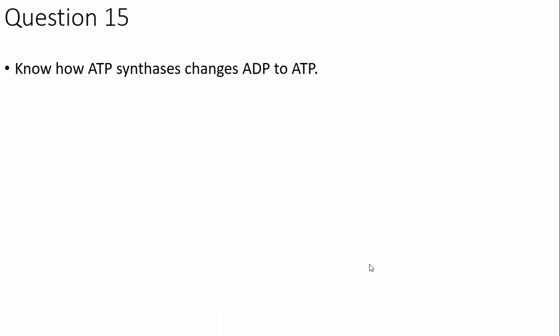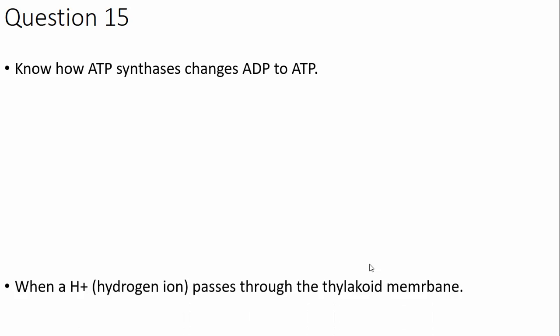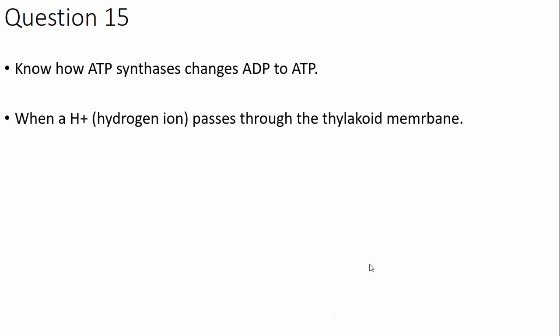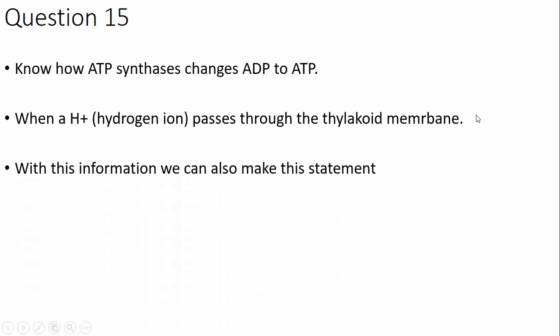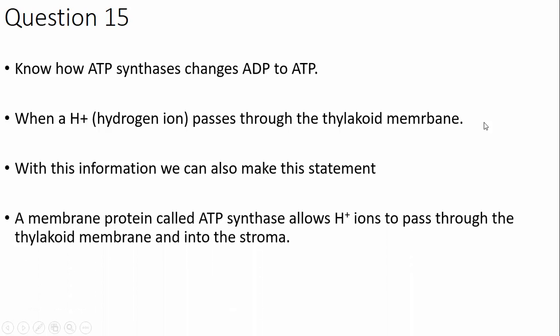15, know how ATP synthase changes ADP to ATP. So there's a couple things you need to know here. When a hydrogen ion passes through the thylakoid membrane, that is how the ATP synthase changes ADP to ATP. It's with this statement right here. Now, with this information, we can also make the following statement. A membrane protein called ATP synthase, because that's what ATP synthase is, a membrane protein, allows H+ ions, that's this part right here, to pass through the thylakoid membrane, that's this part right here, and into the stroma.